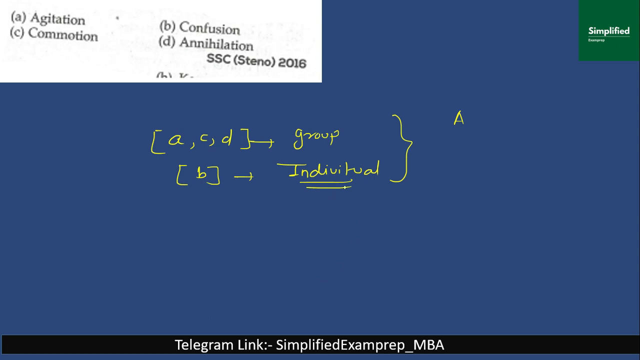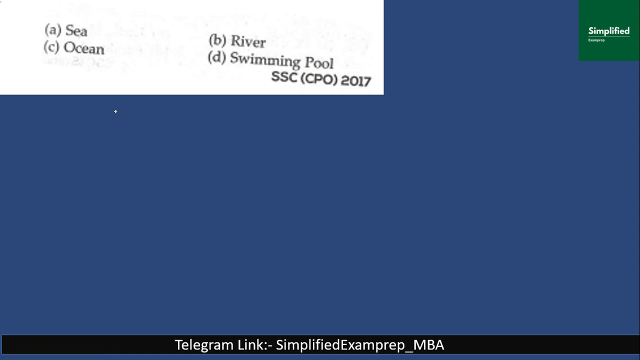Okay, now let's move further. Here C: river, ocean, and swimming pool. Now see here A, B, and C, and here D. A, B, C are geographical phenomena, or you can say all these are natural. And D is not a geographical phenomenon and it is artificial. So what is the correct answer here? D, swimming pool.